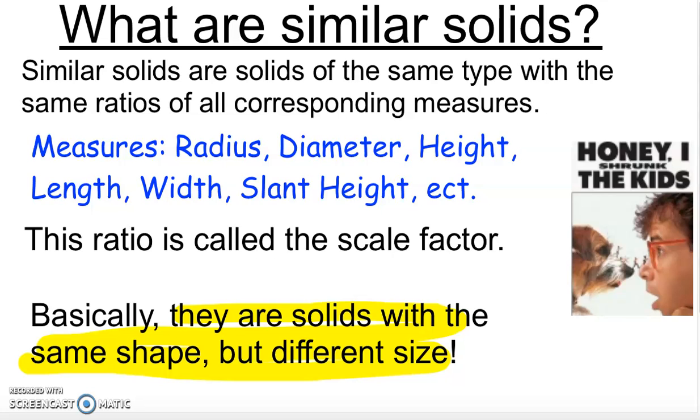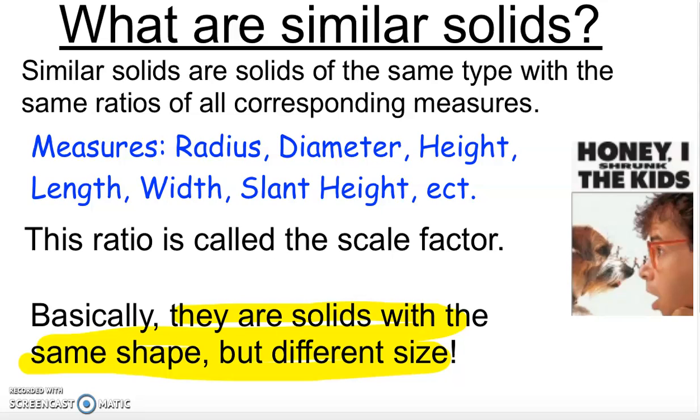If you remember in our studies as we've gone through geometry, we've looked at congruence of figures like polygons, and then we had similarity of polygons. So similar polygons were same shape but different size. Same deal with solids. Solids have the same shape but different size.